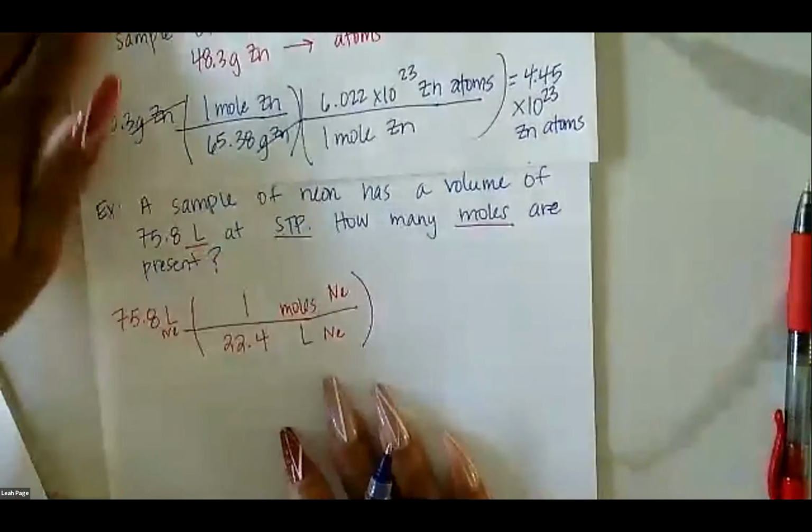But if I want to go from liters to moles to particles, it's still the same thing. Anytime I'm going from liters to moles, I'm still going to use the molar volume, which says 1 mole equals 22.4 liters. But this time I'm going to use Avogadro's number to go from moles to particles. And remember, Avogadro's number says 1 mole equals 6.022 times 10 to the power of 23.